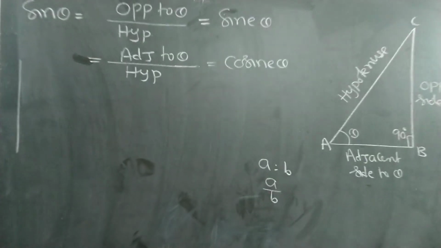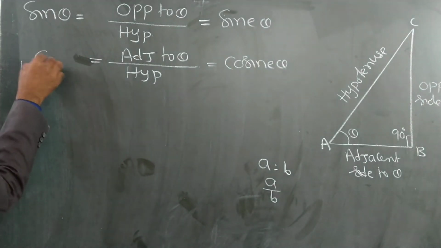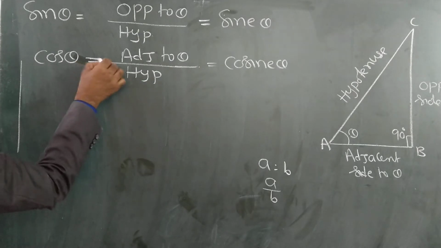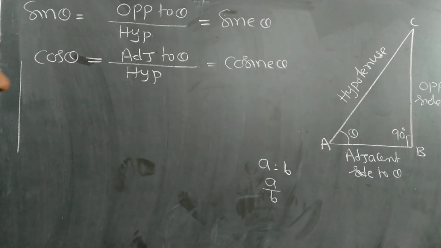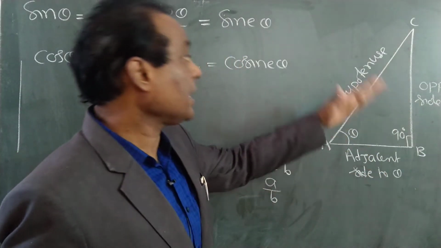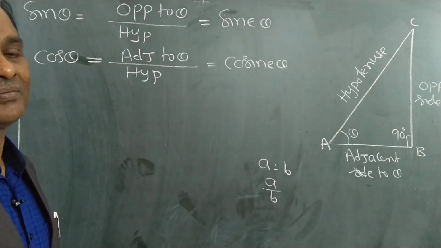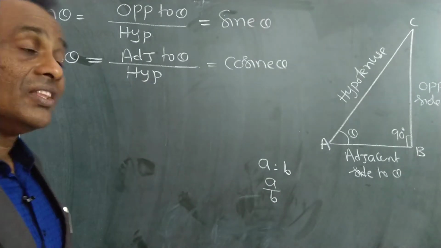Cosine, that is the name of that ratio. In the short form, we write only cos theta. Cos theta definition is adjacent side by hypotenuse. It is the name of this ratio.